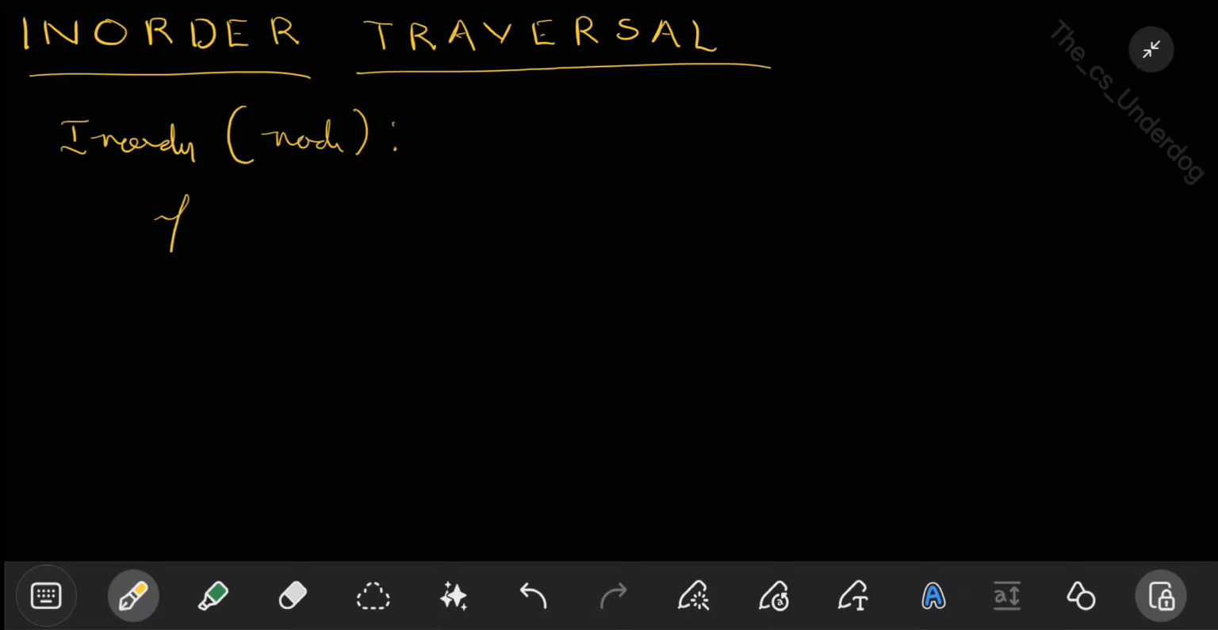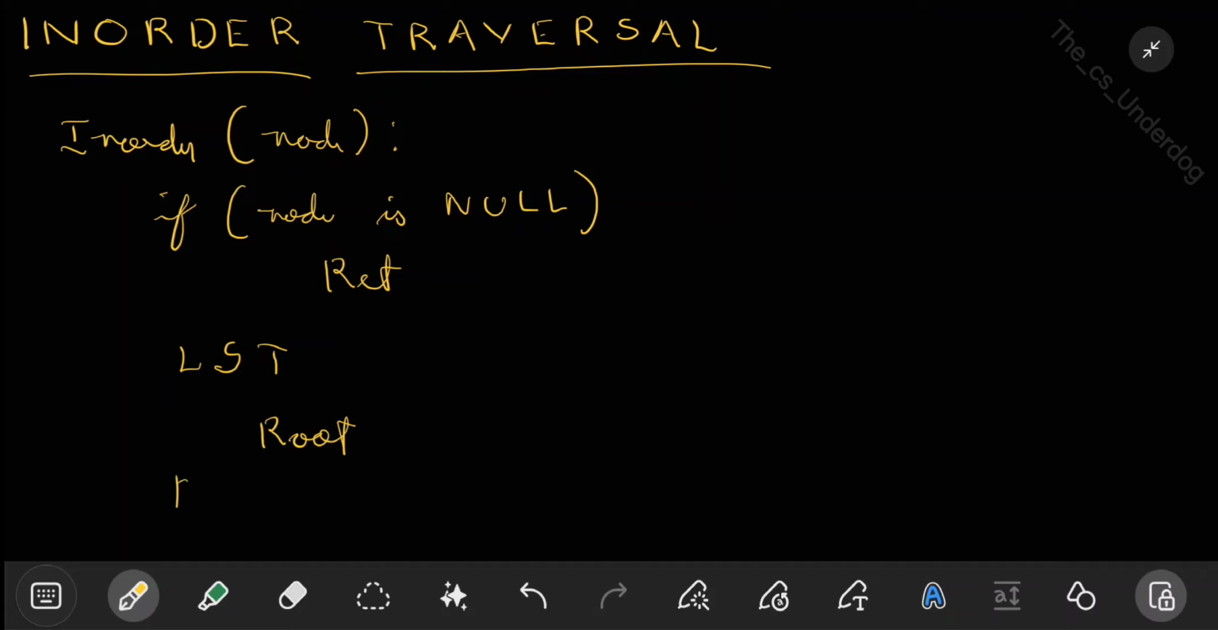So if your node is null, what will you do if it is null? You have to simply return. So whenever it is null, you can return. Now let us see what are the steps we have to write. What are the logical steps? First you have to go to left subtree, then you have to go to the root, then you have to go to right subtree. This is the logic. So how will you go to the left subtree? You have to recursively go to the left subtree. So presently I am at node. So I'll call the same function in order.